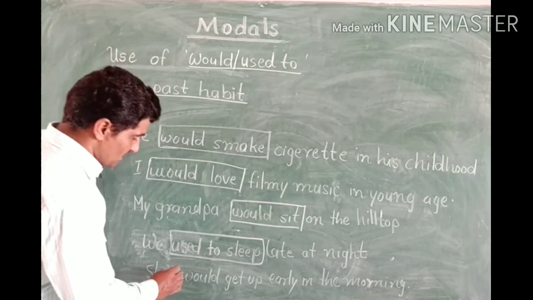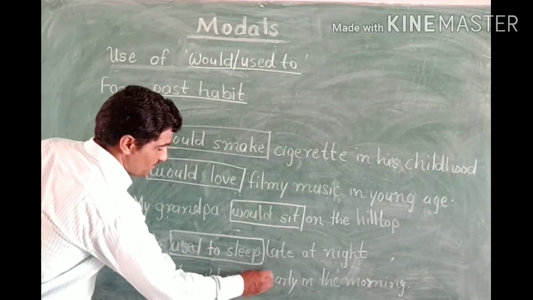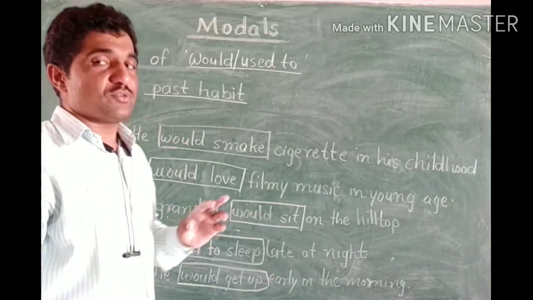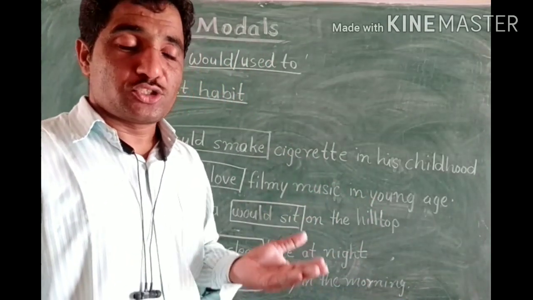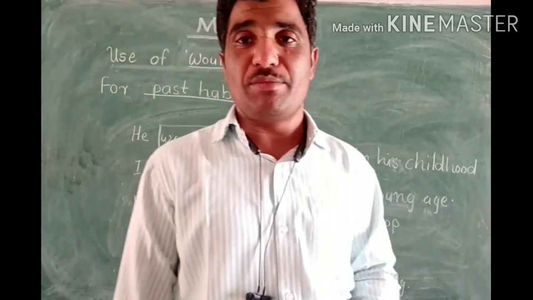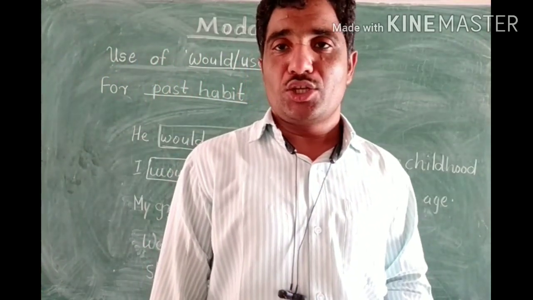She would get up early in the morning. This is also the habit. She would get up early in the morning. So these are the past habit. In the past habit, we use would or used to.